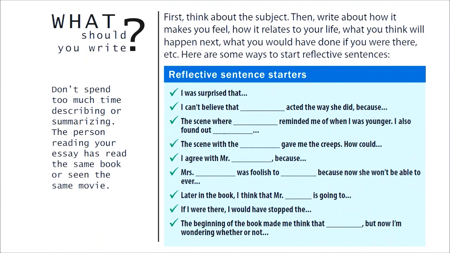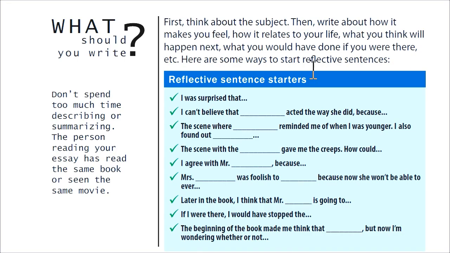So here's an example of what to do. You should just use these as an easy way to get started with writing a reflection. You can say, I was surprised that I can't believe that such and so acted the way she did because, or you could say, I agree with so and so, or I disagree with so and so because, and then always explain why. If you say you agree or you disagree, always explain why you agree or why you disagree. If you say, for example, that something reminded you of when you were younger, go into why it did.